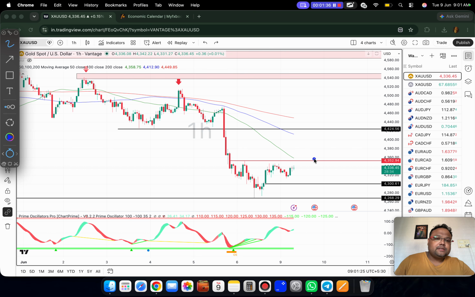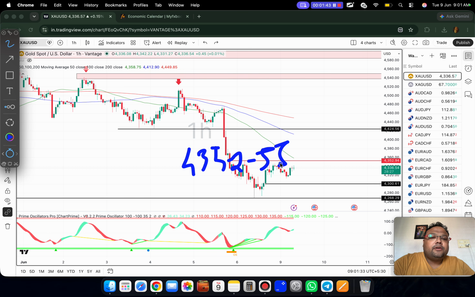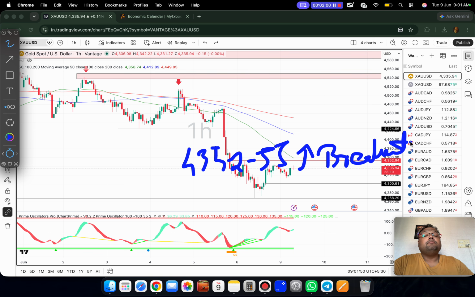So my dear friends, as you can see right now, gold is facing resistance around 4352 to 55. The red line that you see here is acting as a temporary resistance. So obviously during the day market will try to break it. If the consolidation continues for 1 hour or 2 hours more, then we can expect a breakout, because for any breakout, consolidation plays a critical role. So after the breakout, you can enter again, where you can enter at pullback.